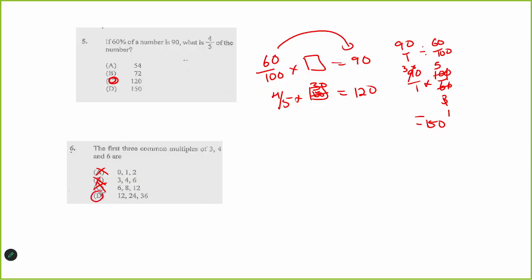So D will obviously be the correct answer, but we can check. 3 could go into 12, yes. 3 could go into 24, yes. 3 could go into 36, yes. Then you say 4 could go into 12, 4 could go into 24, 4 could go into 36, yes. 6 could go into 12, 6 could go into 24, 6 could go into 36, yes. So we know the answer is D. And that is the end of January 2019.